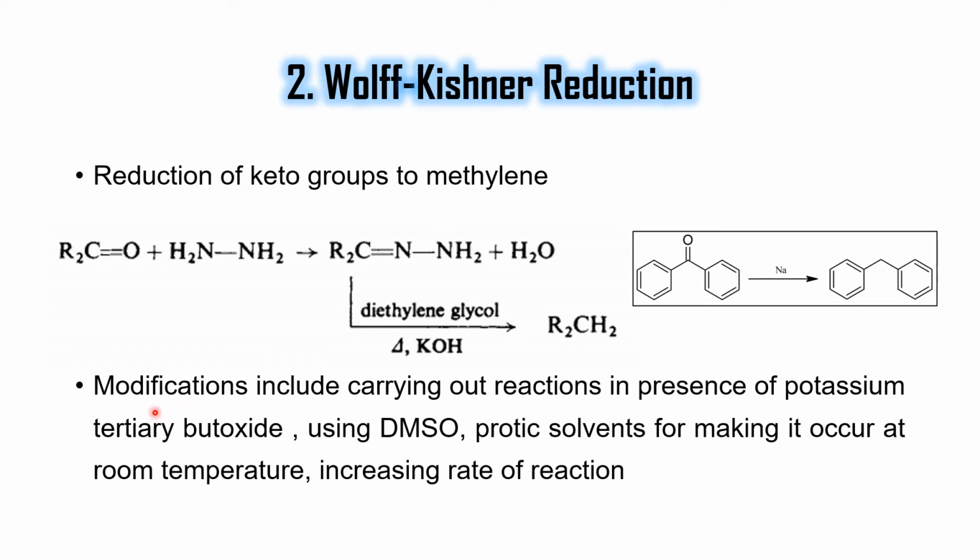There are several modifications of this Wolff-Kishner reduction that if we carry out reaction in presence of potassium tertiary butoxide, then replacing this glycol with a DMSO or using protic solvents, then reaction can be made to happen at room temperature. Otherwise, reaction needs heating and reaction is very slow. So making these changes, different research groups, they have tried increasing rate of reaction.